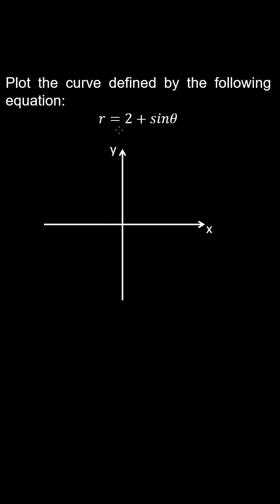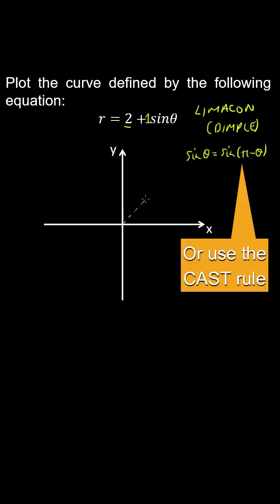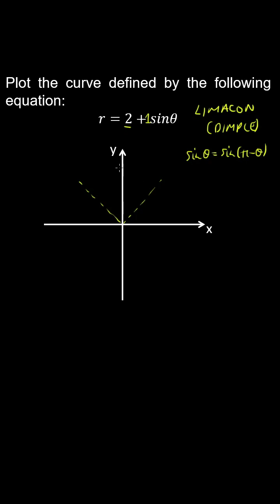Let's plot this polar curve. Well, given that 2 is greater than 1, then this is going to be a limacon with a dimple. And given sine theta is equal to sine pi minus theta, well, we have symmetry about the vertical axis. So therefore, we can plot one half of the curve to the right of the y-axis and reflect it about the y-axis. So now starting with an angle of 0, r is equal to 2.